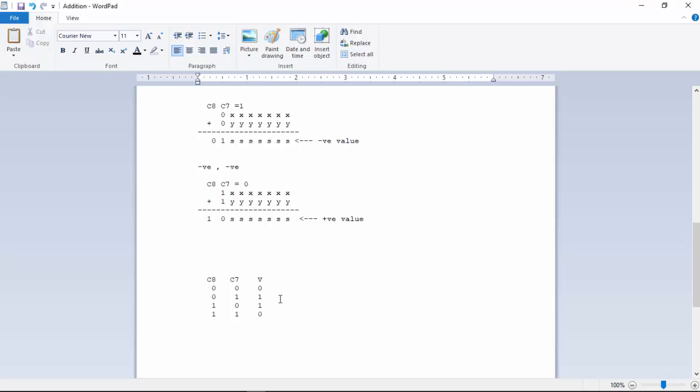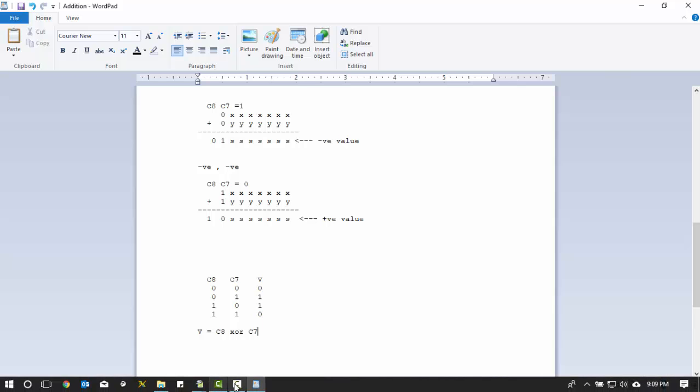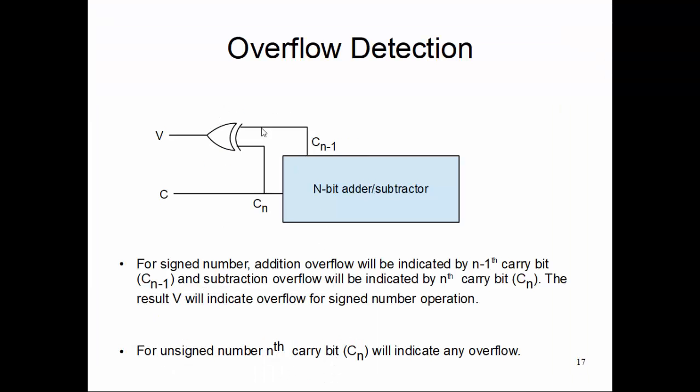And look at this truth table. Isn't it an XOR, C8 XOR C7? So that's the origin of your overflow detection circuit. In this case, we are generalizing it for an n-bit adder subtractor, and we XOR between Cn and Cn minus 1.